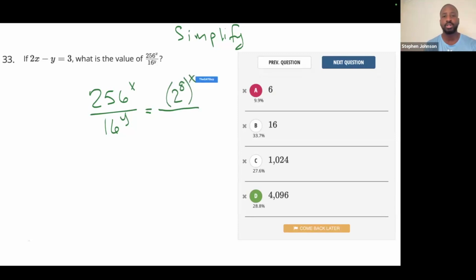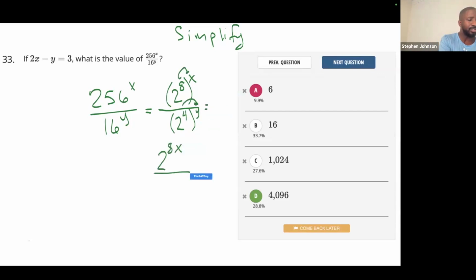So I just rewrote 256 to the x power. I rewrote it as 2 to the 8th to the x power. How is that helpful? Well, because 16 I know is 2 to the 4th. So I'm going to rewrite that as 2 to the 4th to the y. And then when I simplify that further, because I know that whenever we have a power raised to another power, we just multiply those powers together, this will become 2 to the 8x divided by 2 to the 4y.